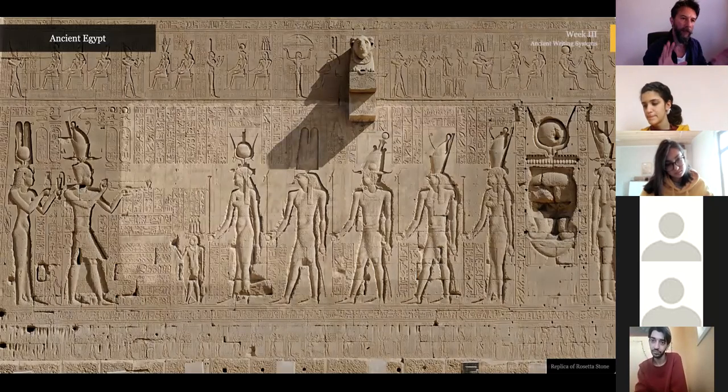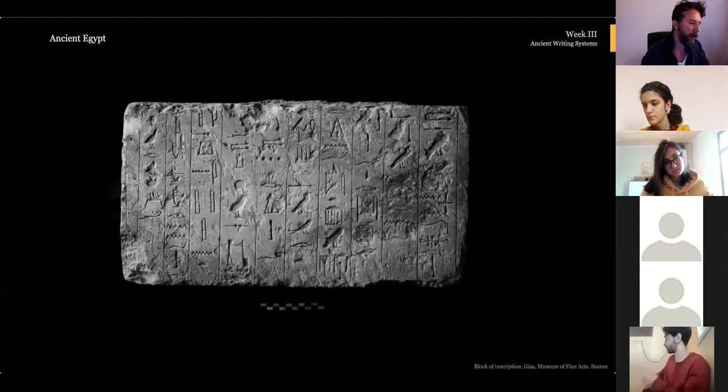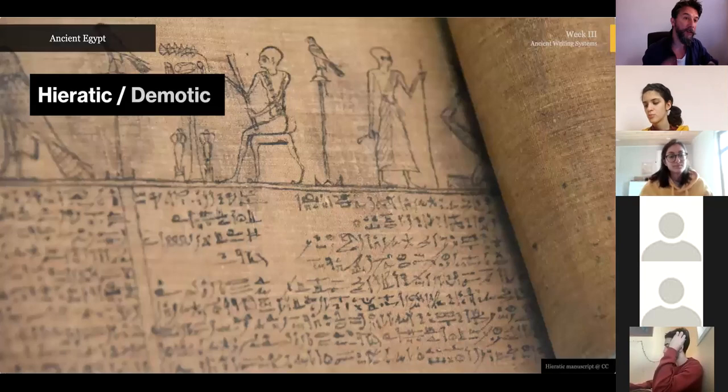Now, like I said, Egyptian writing was essentially national. Originated in Egypt, developed in Egypt, and employed only for Egyptian speech. There were two scripts that were born from hieroglyphs. One was called hieratic and the other one was called demotic.